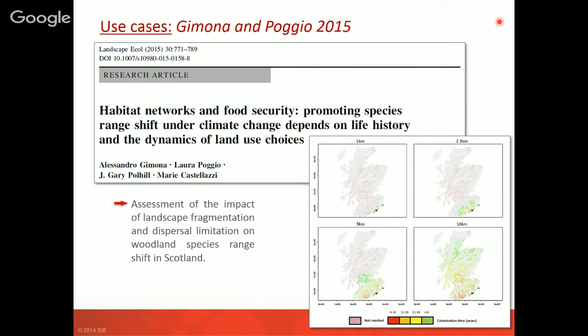Here, another paper, this time by Gimona and Poggio. This case is a little bit different. What they did here is that they wanted to look at the impact of landscape fragmentation on the future distribution of species. I think it's in Scotland. So in that case, MIGCLIM was really used to account for the fact that the landscape or the suitable habitat can be fragmented. It is not always a simple continuum, so it can be fragmented, and this can slow down the species. So here they evaluated how much it affects the projections.